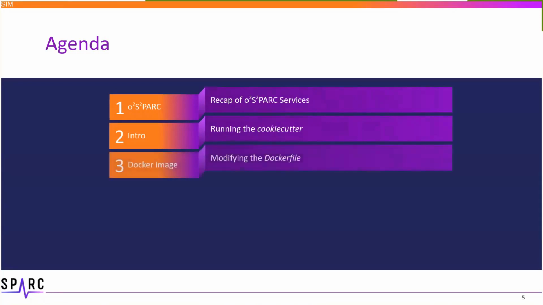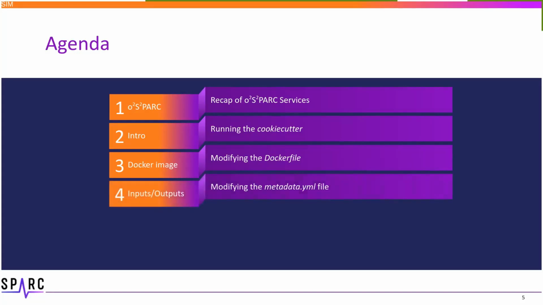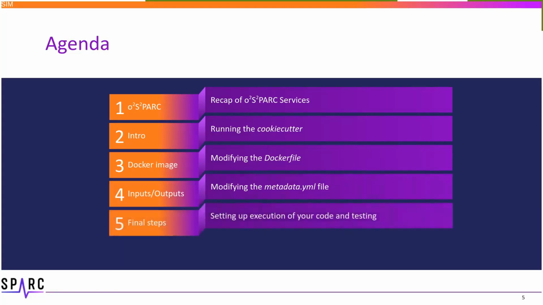Then we'll go really step by step by using this cookiecutter. So there are 3 files that we need to modify to create our new service. One is the Dockerfile, so that will create our Docker image. So one of these blocks that are part of the platform. We'll see how you can design the inputs and outputs of your code. So how we can create an interface for that on the platform. So this is another file we are gonna look into.